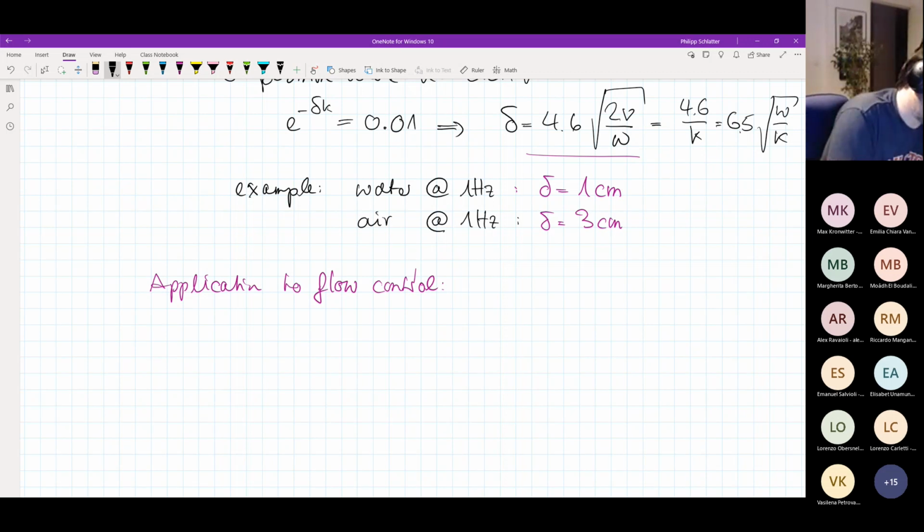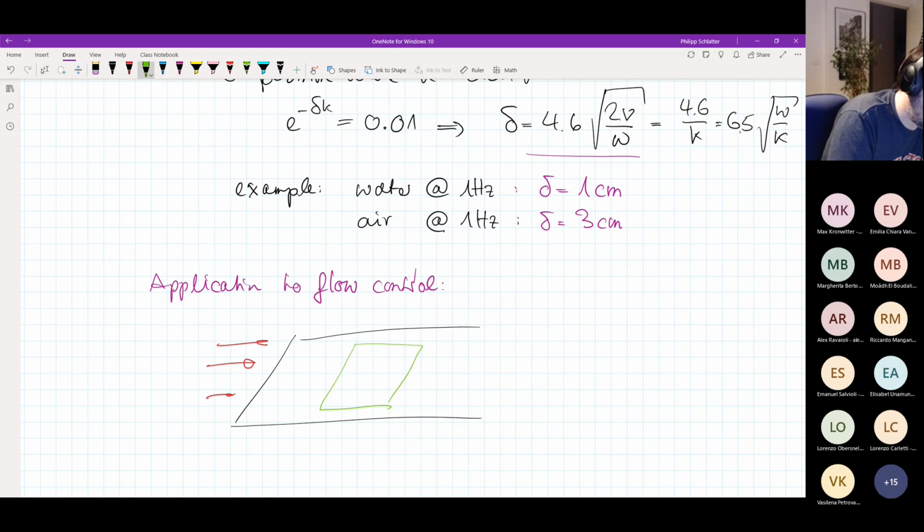The idea is that it's done like this. If you have a plate here, something like that, you have a flow coming. So this could be a car or something. And then you have a region inside this plate that goes back and forth, as we just discussed. Then it actually turns out that you will reduce the drag.